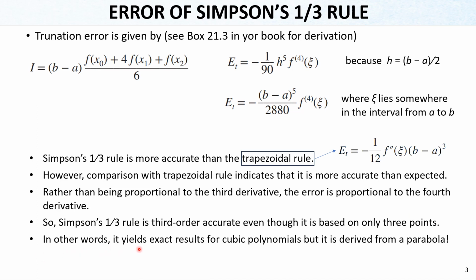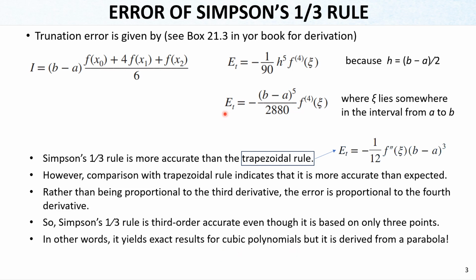In other words, it yields exact results for cubic polynomials, but it is derived from a parabola. Because this has the fourth derivative here, rather than predicting only second order functions exactly, it can predict third order functions exactly as well. So that's the unique feature of it. Even though it is a parabola, a second order polynomial, it can give exact results for integration of cubic polynomials.